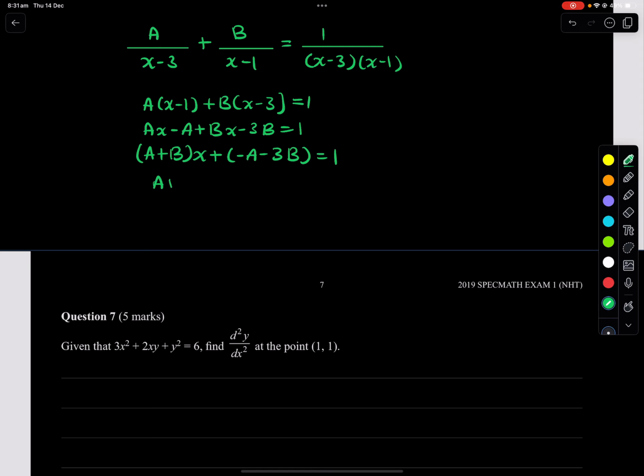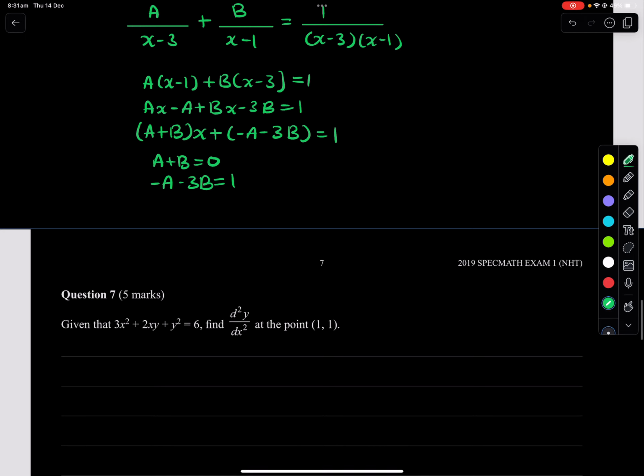So we know that a plus b equals 0, and negative a minus 3b is equal to 1. Adding both of them, we cancel out those a's, so it's just 1 minus 3, which is negative 2b equals 1. Hence, your b value is negative 1 over 2. Great. Now what's your a? Remember, a is just going to be negative b, so a is positive half. Done.